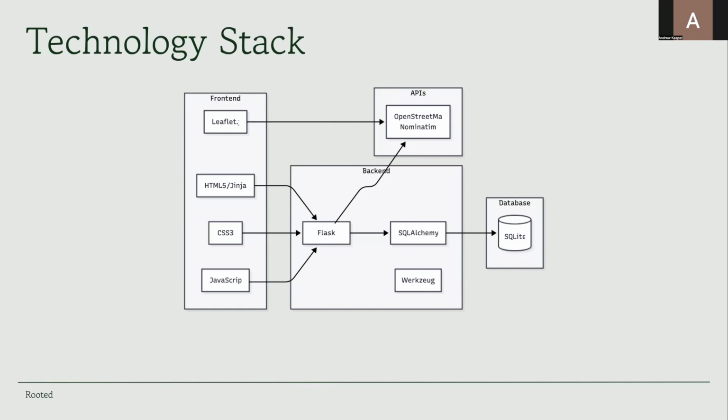Our front end uses HTML5 with Jinja2 templating, CSS3 for styling, and vanilla JavaScript for interactivity, as well as Leaflet.js for interactive maps. By using standard web technologies and avoiding heavy frameworks, our application works across browsers and degrades gracefully over older devices. The backend is powered by Flask 3.0, which maintains backwards compatibility with Python 3.8 and above, SQLAlchemy for database operations with support for multiple database backends, and Werkzeug for security utilities like password hashing.